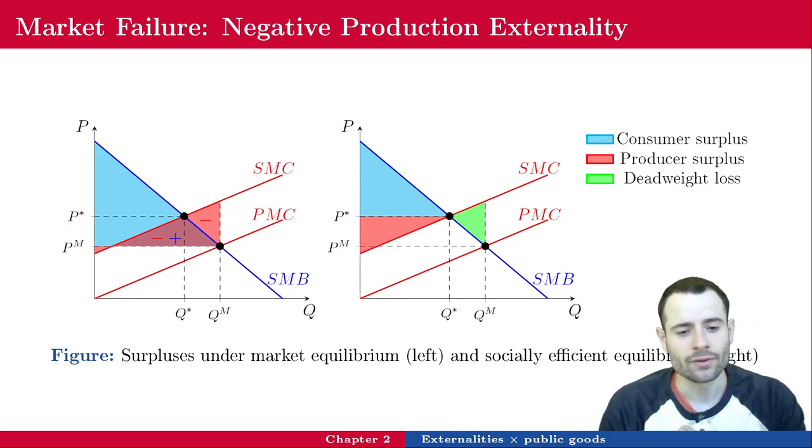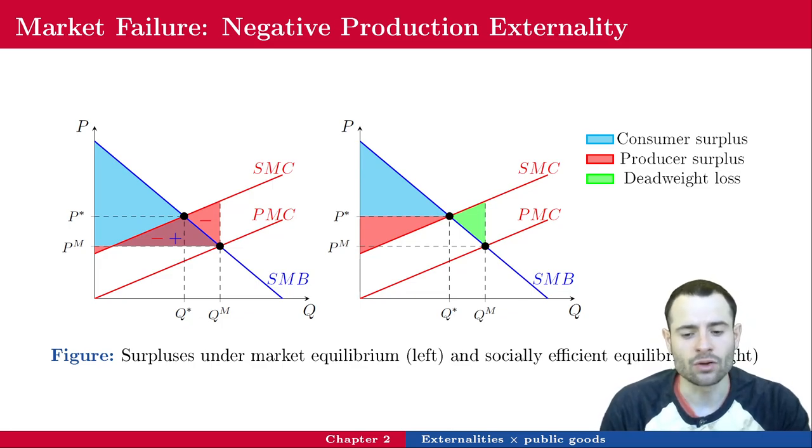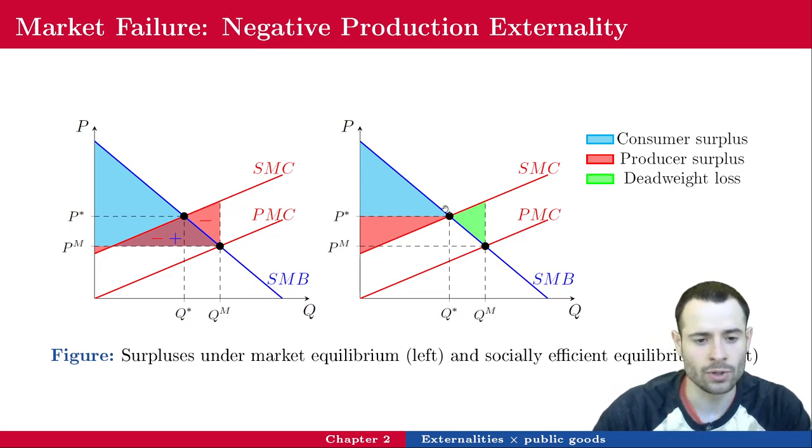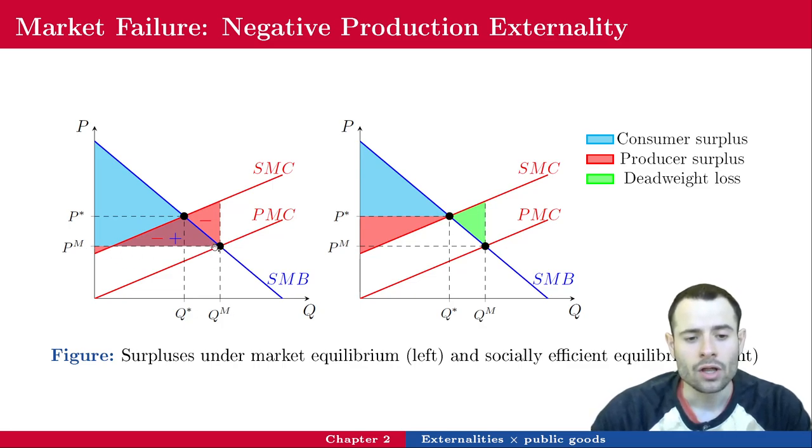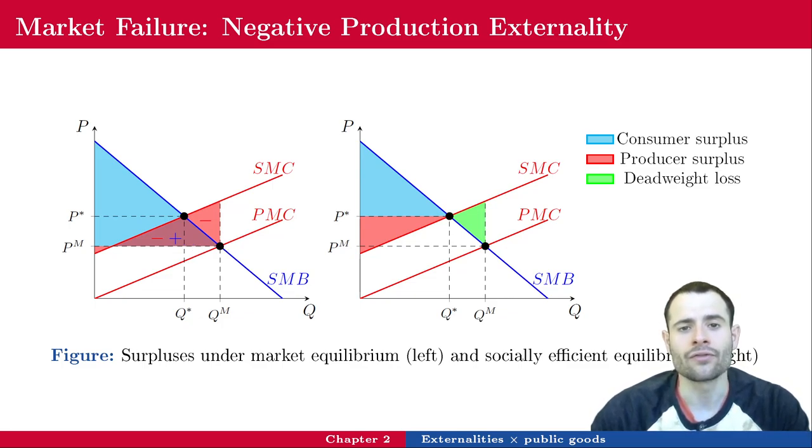The left graph shows the market equilibrium. So at the market equilibrium, we are at PM, QM. Now, what are the different surpluses at the market equilibrium? First of all, at this market equilibrium, QM is higher than Q star, because it's a negative externality, so there's going to be too much production of the good that generates negative externalities. The quantity is high and the price is lower, so consumers are actually going to enjoy this big blue triangle.